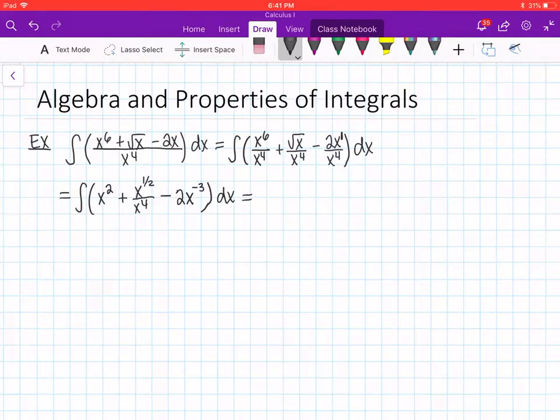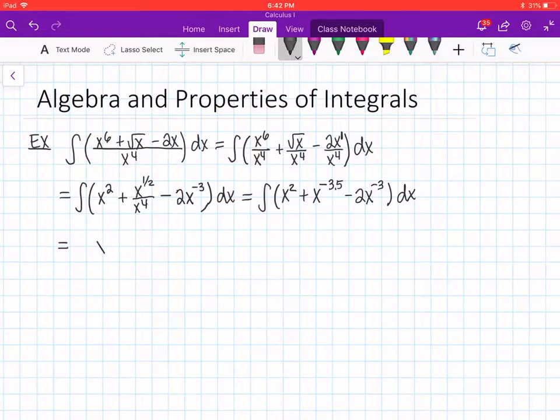Okay, let's simplify that middle term now. So we get x squared, and then plus x to the 1/2 minus 4. So that gives you minus 3.5. We got minus 2x to the negative 3, and then we have dx. Alright, so now we see that there are all x's to some power, so we can do the power rule for integrals.